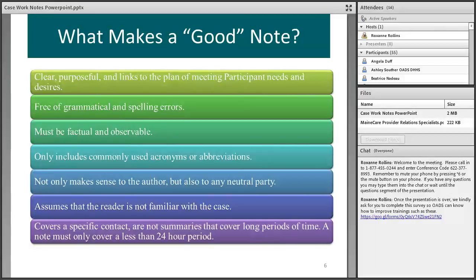It assumes the reader's not familiar with the case, meaning anybody other than you. And it covers a specific context, not summaries that cover long periods of time. It cannot cover more than a 24-hour period. So if you have the same issue over the course of 3 or 4 days, it's not just one note that goes on for those 4 days.